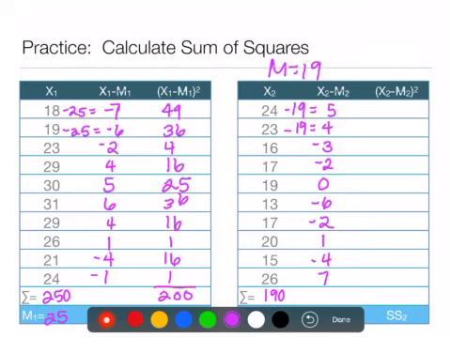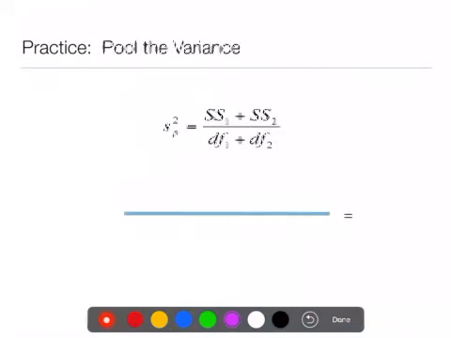Okay, and we'll square each of those. So 5 squared is 25, 4 squared is 16, 3 squared is 9, 4, 0, 36, 4, 1, 16, and 49. Add those values together. The sum of squares for the second group is 160.